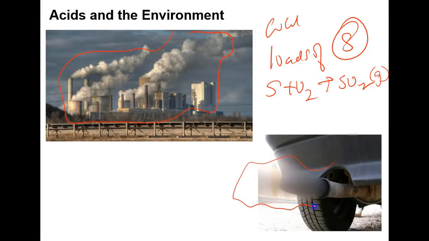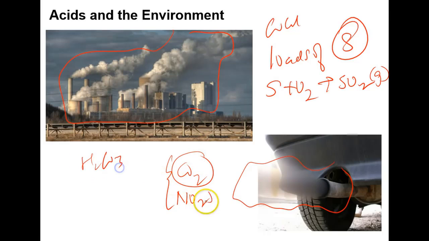Similarly for here, this is the exhaust pipe of a car. You have loads of stuff coming out. For example, you have carbon dioxide, and you have nitrogen dioxide. So these two oxides can dissolve in water to give us acids as well. The first one gives us carbonic acid, and the second one gives us nitrous acid or nitric acid. So all these are acids which are bad for the environment.